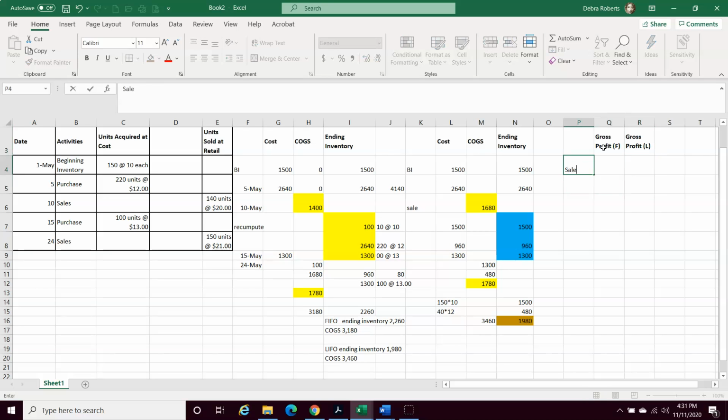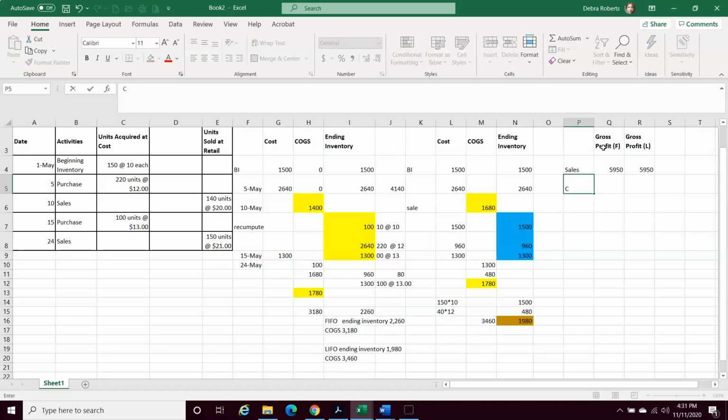Now here it is. So let's do sales. The sales basically are the same. We sold 140 units times $20. And then I'm going to put this in brackets just so I can have them both show at the same time. So 140 units at $20. Plus, we did a sale of 150 units at $21 each. That's our revenue. $5,950 for both FIFO and LIFO.